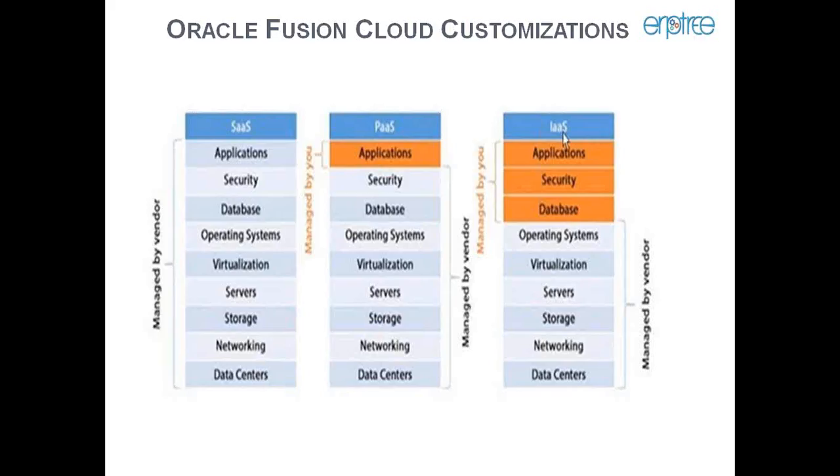Now if we talk about IaaS, the application, security and database will be maintained by the client, meaning they can use these things in their own way and customize all of these depending on their requirement, but the remaining things like operating system, virtualization, servers, storage, networking, and data centers will be handled by the vendor. Here in our case, the vendor is Oracle.